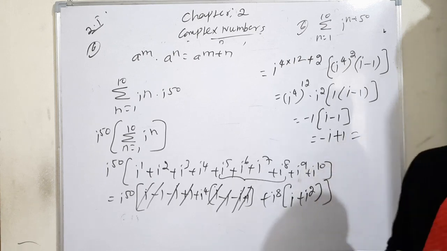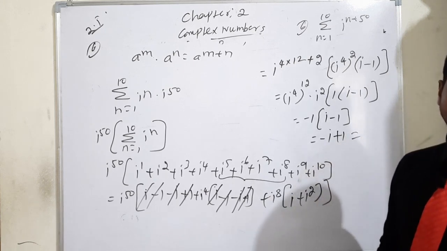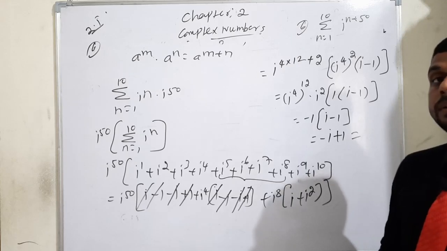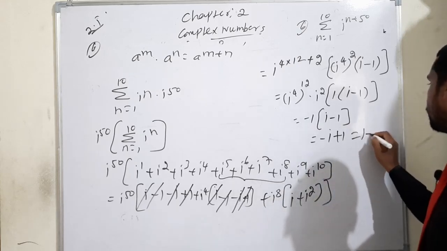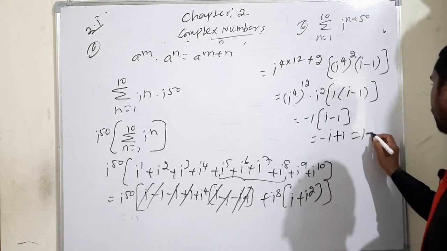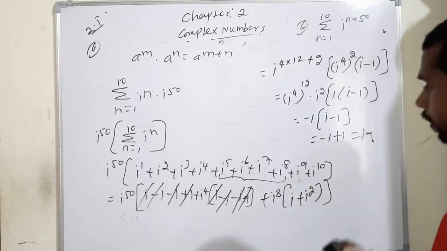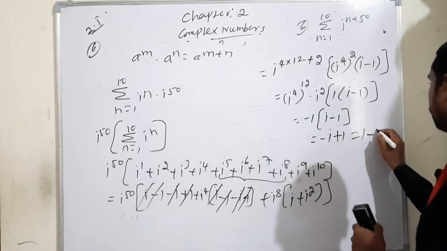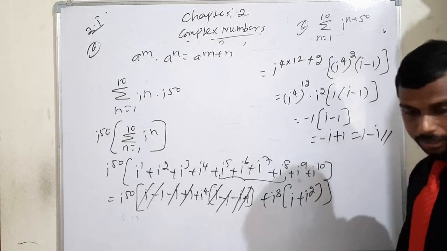Whenever you write the answer, always write the real part in the first term and the imaginary part in the second term. Therefore, the final answer is 1 minus I. This is our final answer, okay.